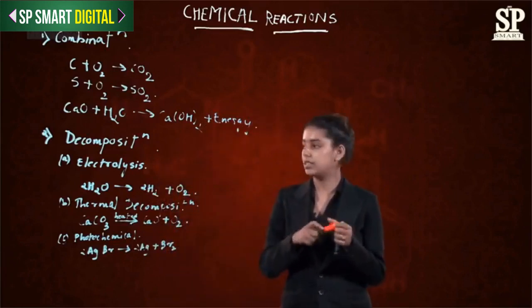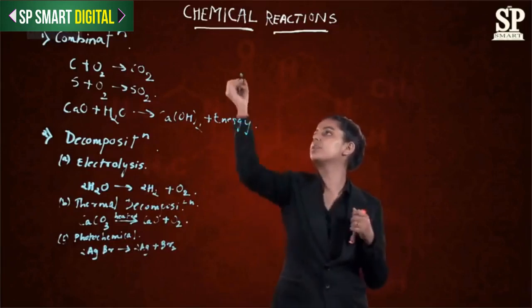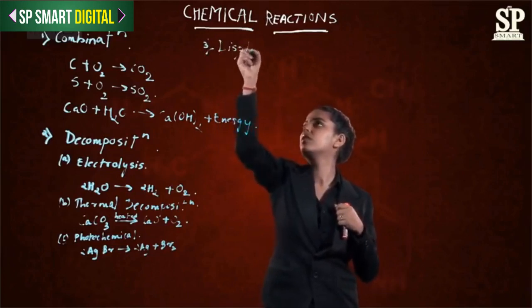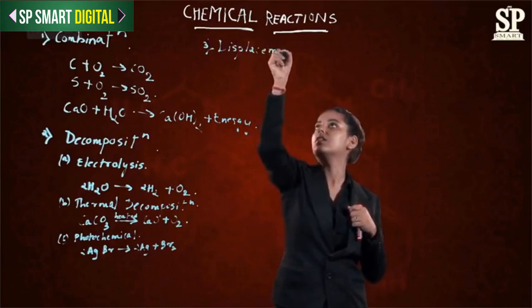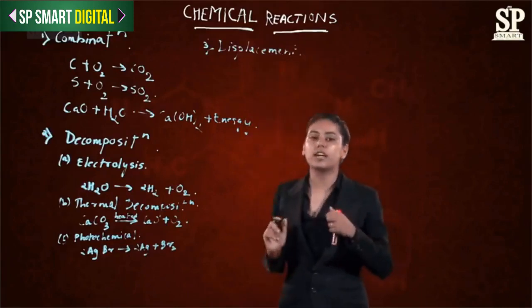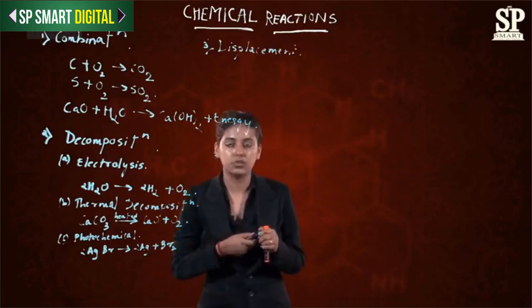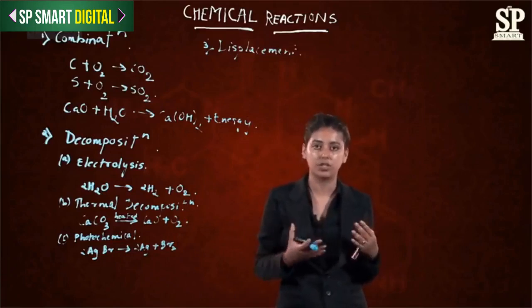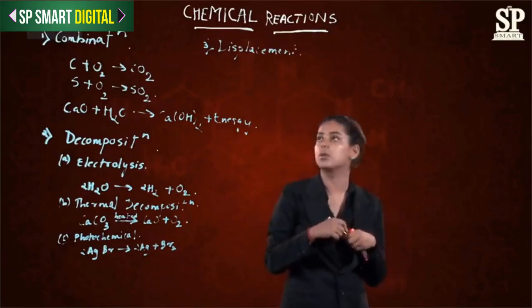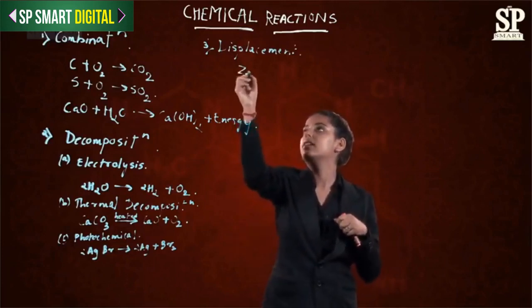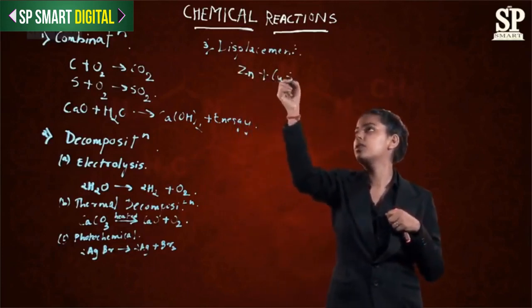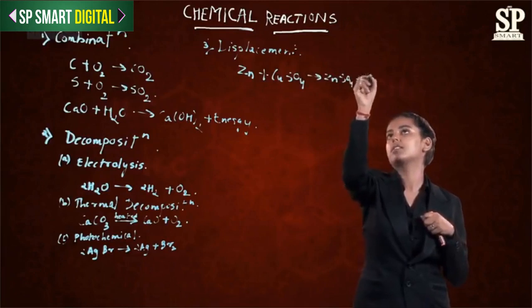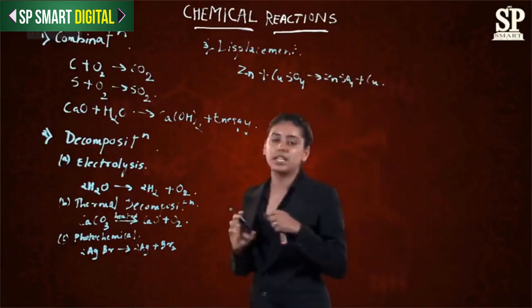The third type of chemical reaction is the displacement reaction. In a displacement reaction, one reactive element replaces another element which is lower in reactivity compared to the previous one. We will take the example of zinc reacting with copper sulfate, which gives us zinc sulfate plus copper.